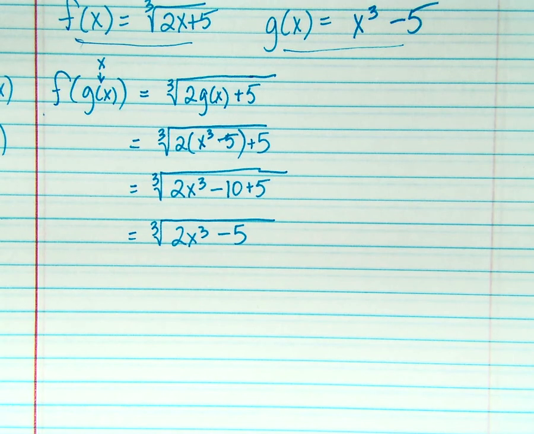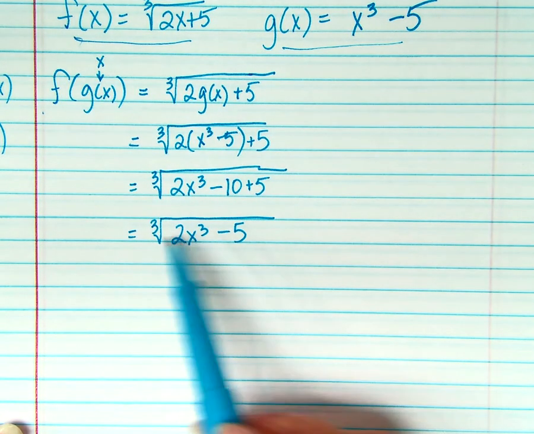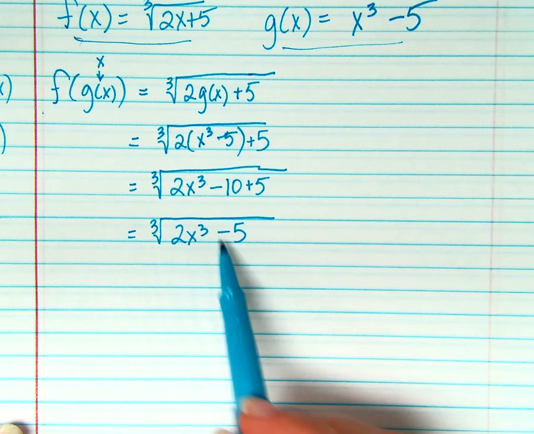What do inverse functions reflect across? What line do inverse functions reflect across? Y equals x. That's absolutely right. Okay? Because that's the line they reflect across, when I substitute one into the other, I want to get that line. I want to get y equals x.